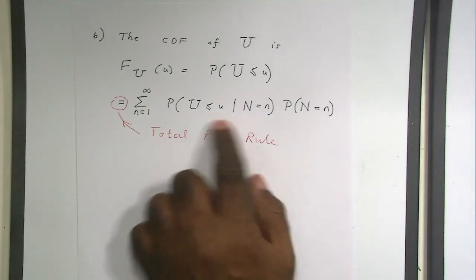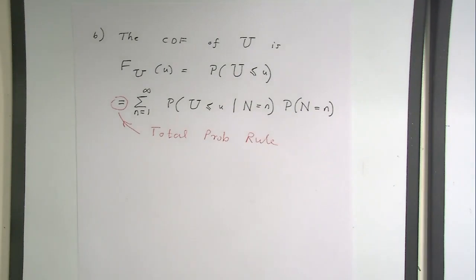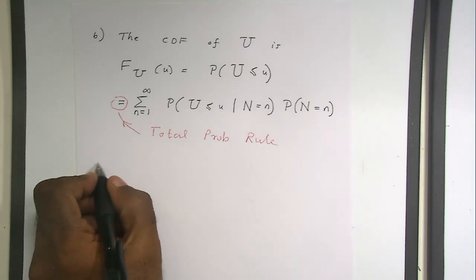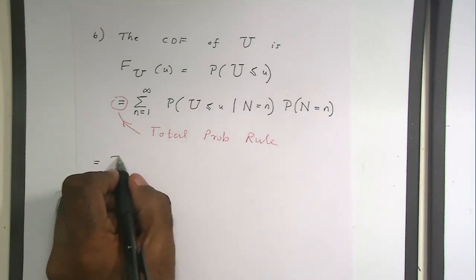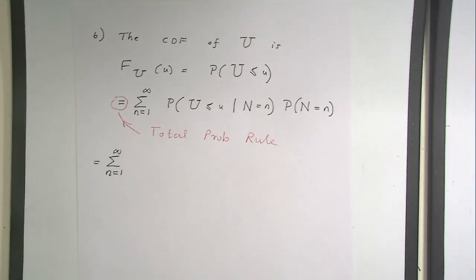Now this conditional probability, the conditional probability of U given N equal to n, is equal to what we did last week for case 3. Remember, this is what we did last week. You may recall this is the expression that we got. This is what we got for the CDF of U when the number of investments is fixed, right? So what I'm going to do is replace the conditional probability by this expression here.